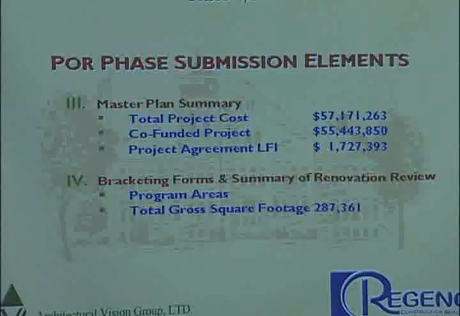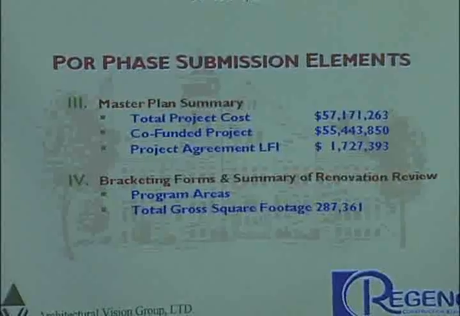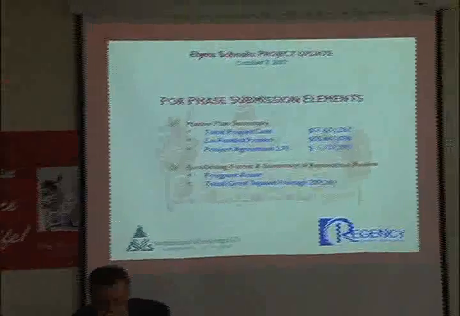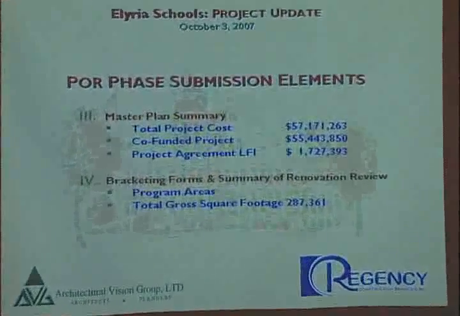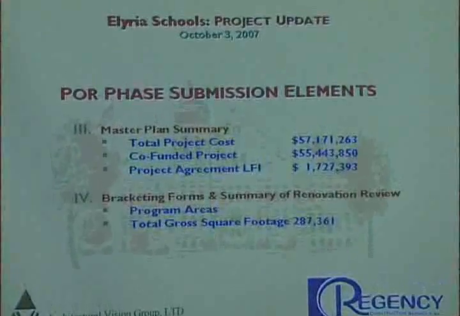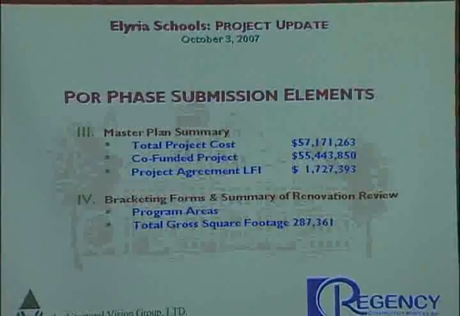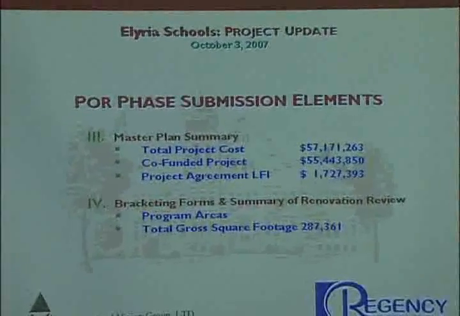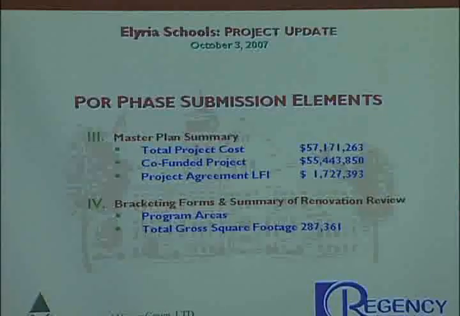For the benefit of those that are watching that don't know what LFIs are, would you make sure that you... Okay, back up under Section 3 on the master plan summary. The project LFI stands for locally funded initiative, and that's an amount that the district would locally fund, and it does not have any state co-funded dollars associated with it. And under the co-funded project, the $55,443,850 is the co-funded project amount, meaning that those dollars are both state and local share added together.